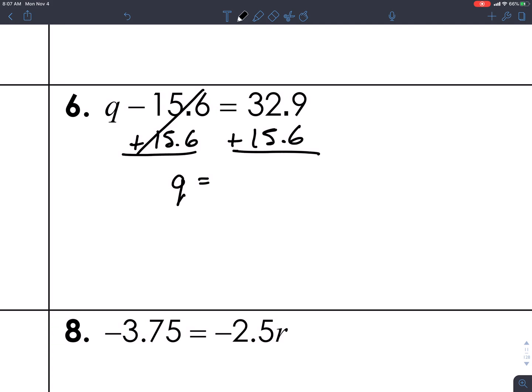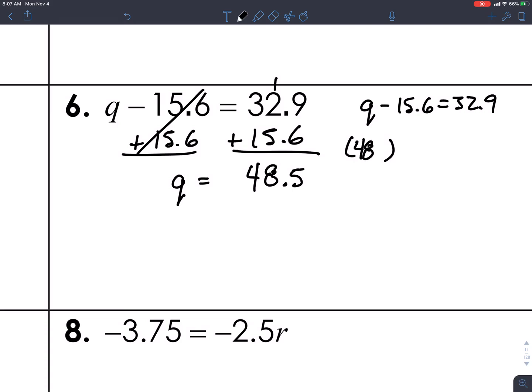9 plus 6 is 15. Carry the 1. Bring that decimal down. 2 plus 1 is 3, plus 5 is 8. 3 plus 1 is 4. So we end up with 48.5. Let's try it out. Double check it. So Q minus 15.6 is equal to 32.9. Let's rewrite the equation again. We take out the variable, substitute in the answer.